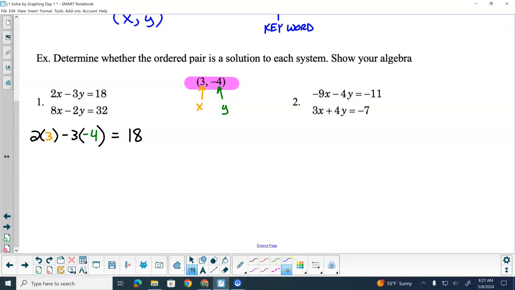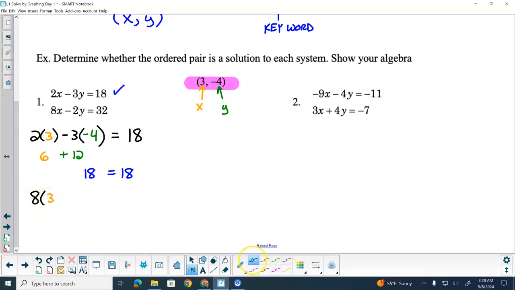You tell me if the left side equals 18. Because 2 times 3 right here, that's 6. Negative 3 times negative 4 is positive 12. 6 plus 12 is 18. And 18 is equal to 18. So it works in this first equation. So now we have to go and check it in the second equation. You can't get around this. Just because it works in one equation doesn't mean it's a solution to the whole thing. Okay? It's got to work in both equations in order for it to be a solution.